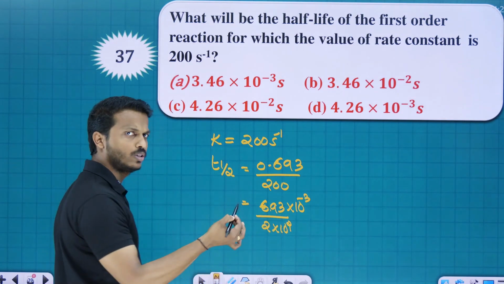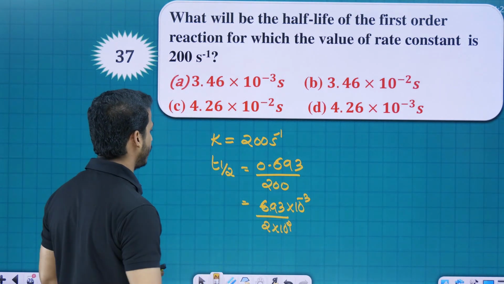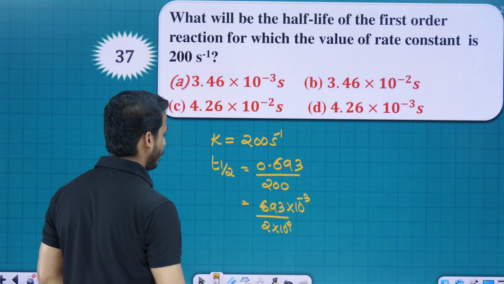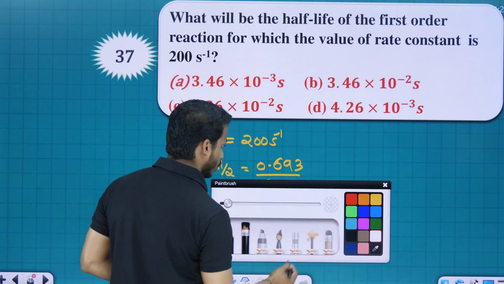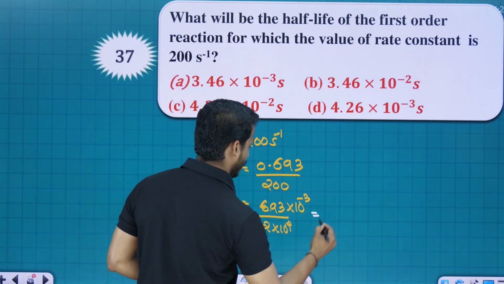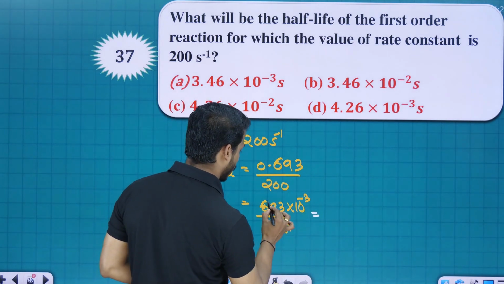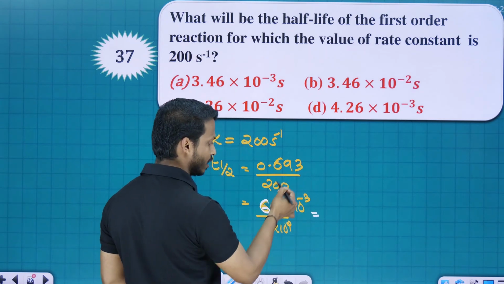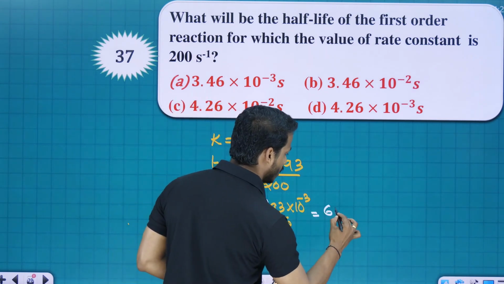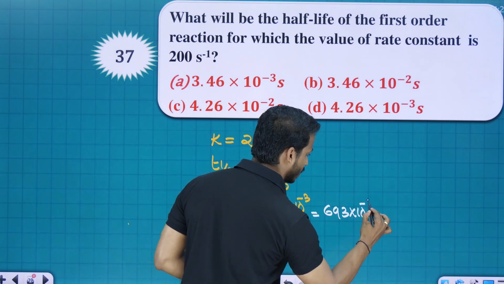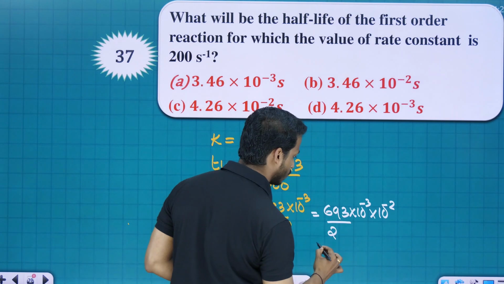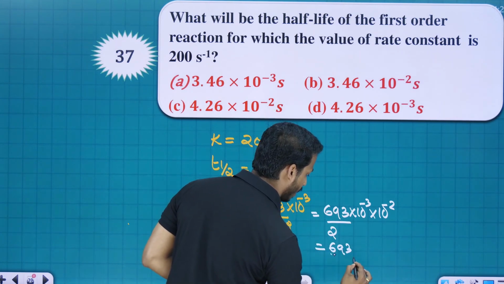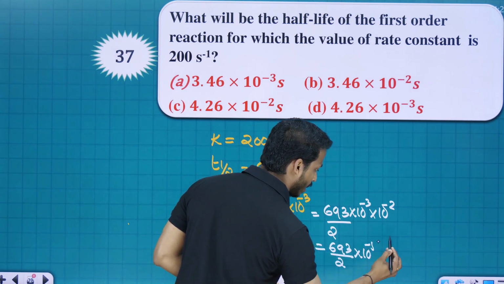6.93 by 2, 6 by 2, 3 something. So 3 something will be the value, and what should be the power? We have to just cross check it. Now it is 693 into 10 raised to minus 3 divided by 2 into 10 square. So 693 into 10 raised to minus 3 divided by 2 into 10 raised to minus 2 will come. So 693 divided by 2 into 10 raised to minus 5.